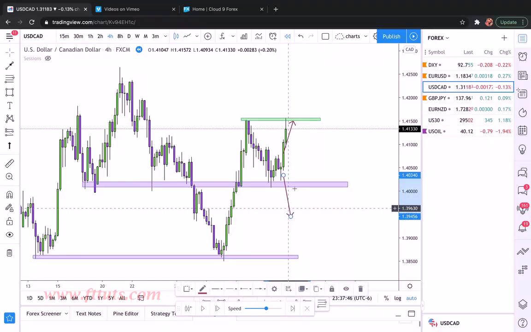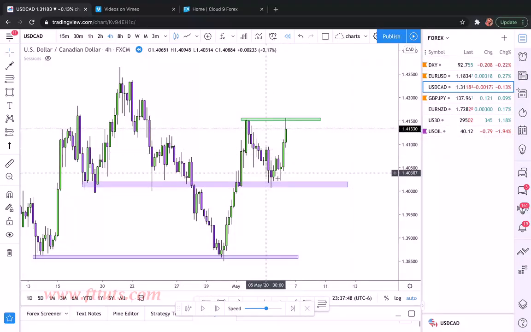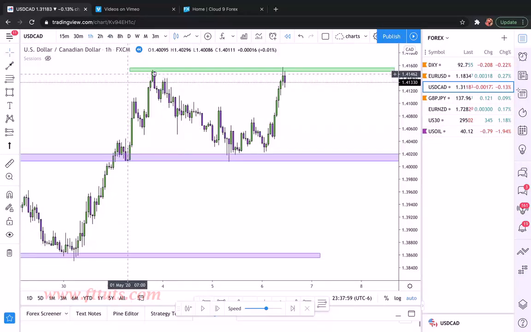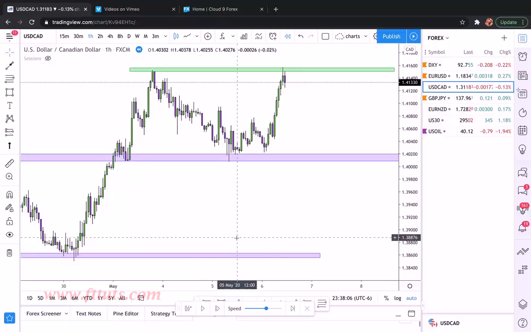Okay, so now we jumped off this price, came up to here. So we have price around 141,500. We can see that on the 1 hour time frame, we have a double top pattern. It's trying to exhaust. So if it doesn't break above this price, this is where we can take an entry.